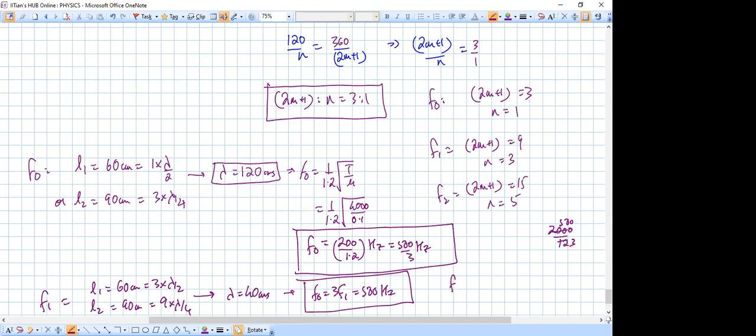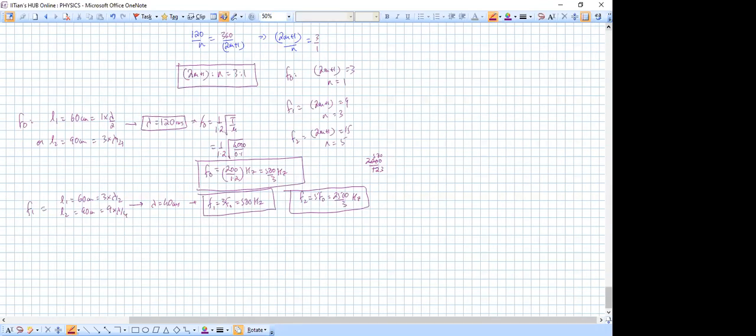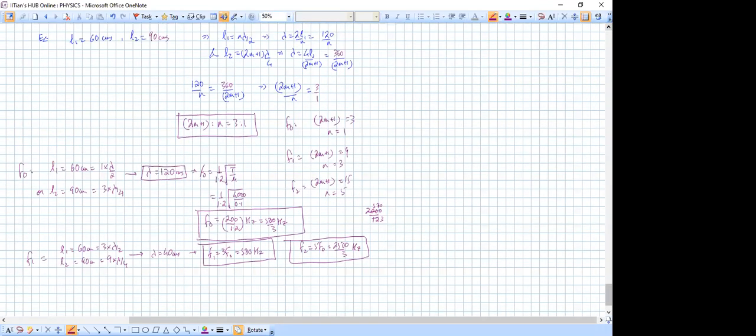So F1 is equal to 3 times F0. So the second overtone will become 5 times F0, or 2500 by 3 hertz. And like that, the series will continue. Is it clear? So you can see that the modal series is slightly different over here. It's still odd harmonics only, but you know how it looks.